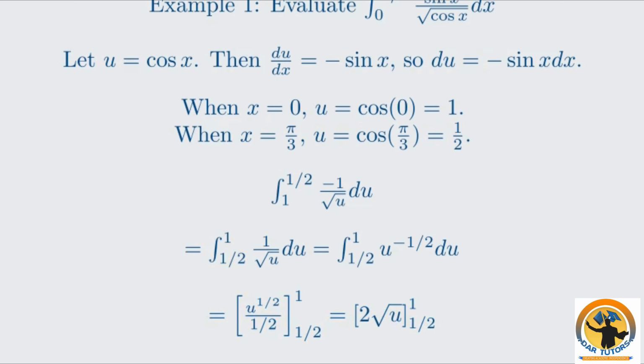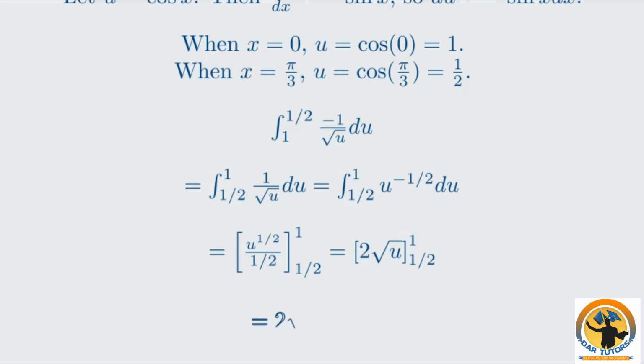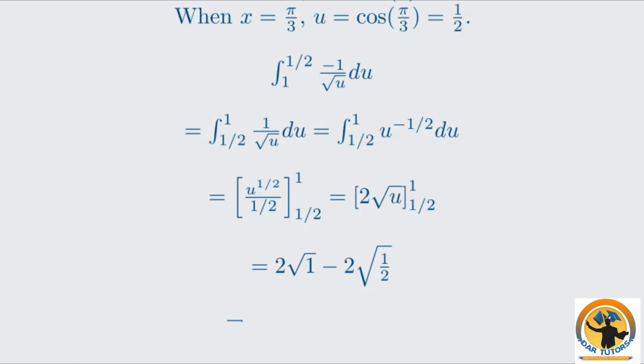Finally, we apply the fundamental theorem of calculus. We evaluate at the upper limit 1 and subtract the evaluation at the lower limit 1/2. This gives us 2 times the square root of 1 minus 2 times the square root of 1/2. Simplifying this expression, we get 2 minus 2 over the square root of 2, which is 2 minus the square root of 2. This is the exact value of the integral.